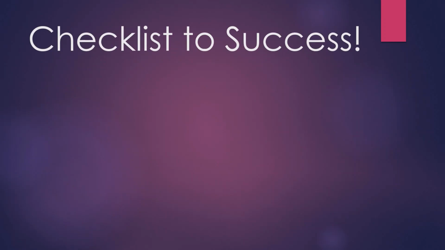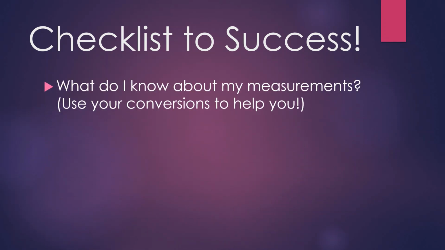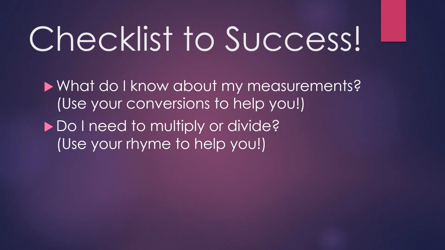Your checklist to success today is the same as it's been for length and for weight. Your first step is you ask, what do I know about my measurements? Make sure you use those conversion charts to help you. Then, do I need to multiply or divide? And that rhyme, big to small, multiply them all, small to big, divide, you dig? That will help you in step 2. And then step 3, you just solve and check your work. This is just like the past 2 days.